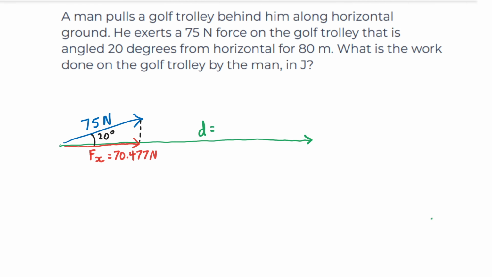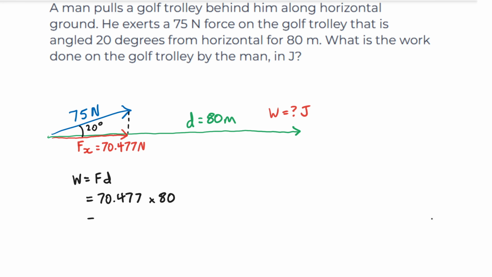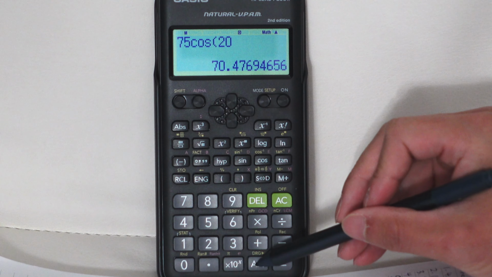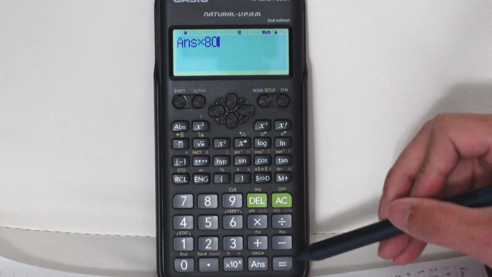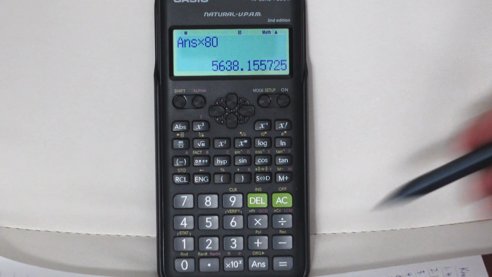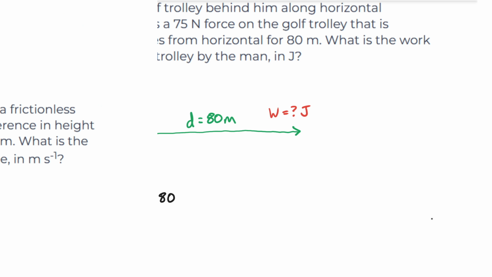Distance is equal to 80 meters. We want to find work, so W equals question mark in joules. The equation that we'll use here is work equals force times distance. If we put in the numbers, 70.477 times 80, then we get an answer of 5,638. And if we round it to two significant figures, then the answer is 5,600 joules.